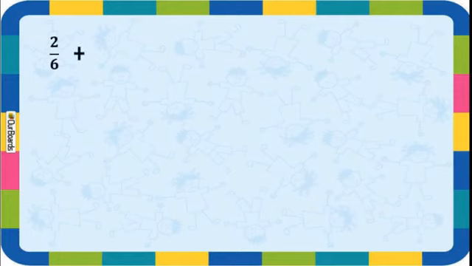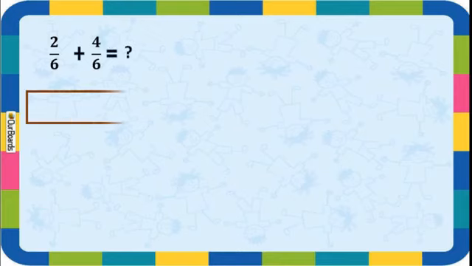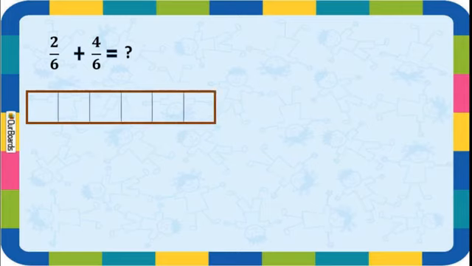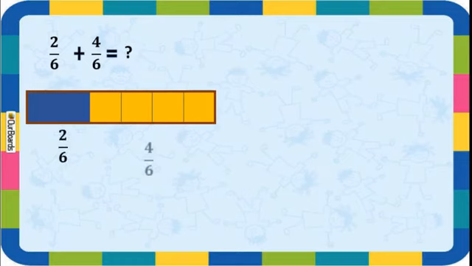Now one more. 2 upon 6 plus 4 upon 6 is equal to how much? Okay, again here we are going to draw a rectangle. We are going to make 6 equal parts. First we will color 2 parts. Okay, and then we will color 4 parts. See dear students, here only we got the answer that all the parts are colored. Isn't it? See, this is 2 upon 6 and this is 4 upon 6.